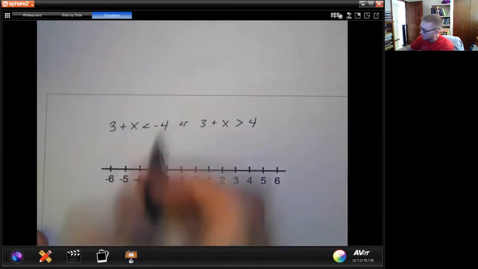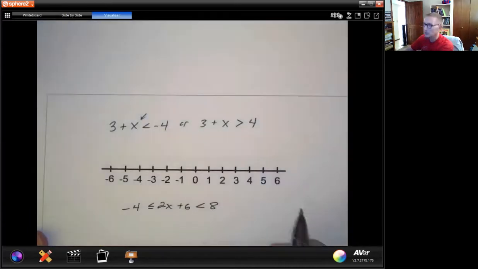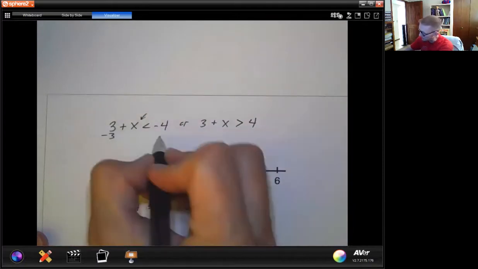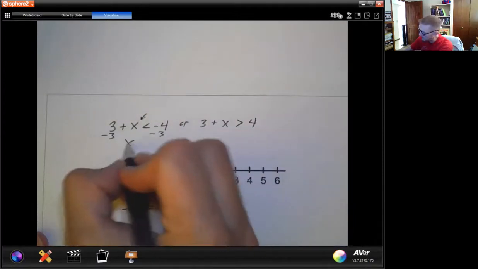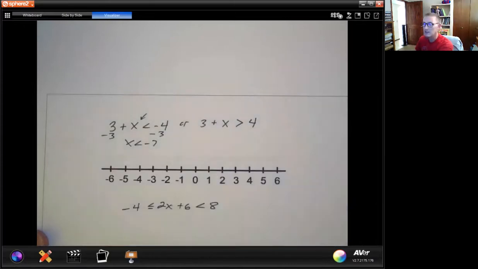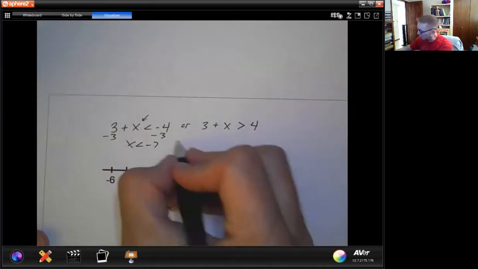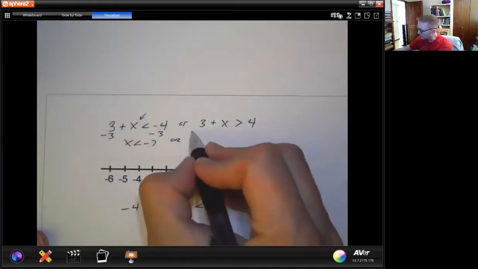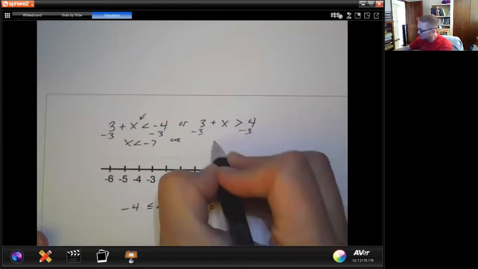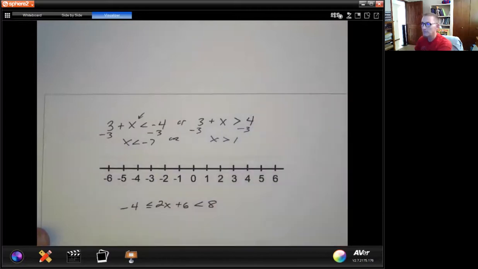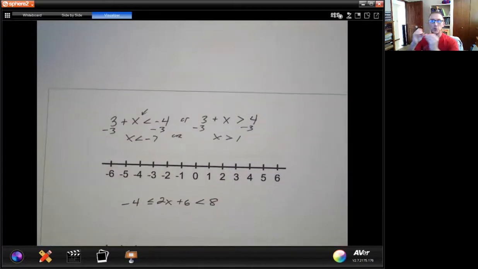So for this first inequality, in order to get x alone, I'm simply going to subtract 3 to both sides, and I get x is less than -7. Or, let's subtract 3 in this one, x is greater than 1. So I have two separate inequalities that I will then get x alone for both.